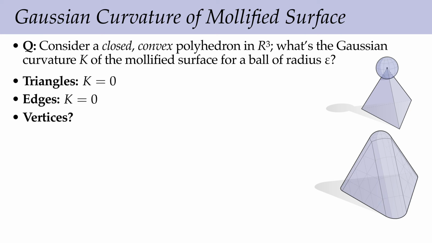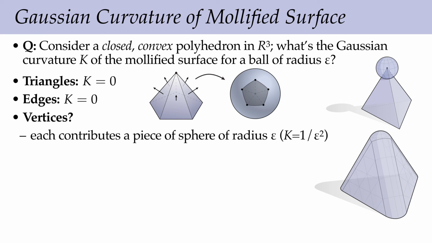In particular, this idea that the normals around the vertex turn into a polygon on the sphere becomes really concrete in this case, right? If I look at the spherical cap on this mollified surface, it really looks like that polygon that I get in the image of the discrete Gauss map, right? So each vertex is now really going to become a piece of a sphere of radius epsilon. A sphere of radius epsilon has Gaussian curvature 1 over epsilon squared. That's the product of two principal curvatures that are both 1 over epsilon. Okay?